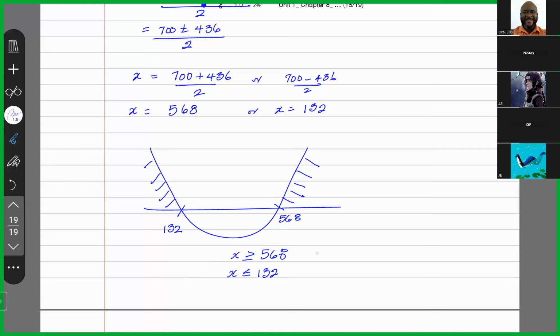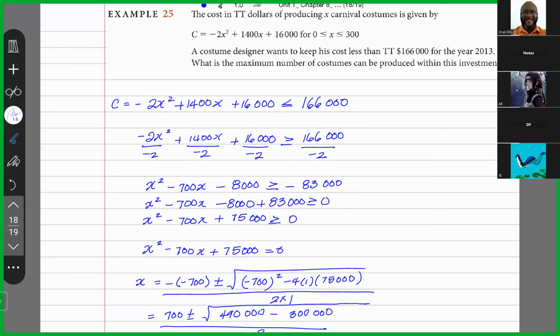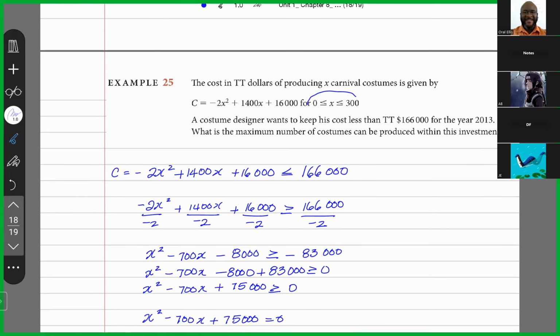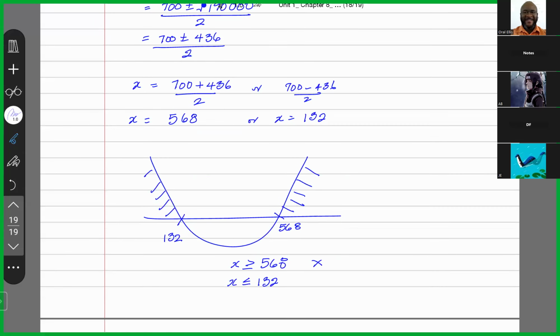Now, this answer must be rejected. And the basic reason for that is because we were told in the question that x must be less than or equal to 300. So x greater than 568 would be rejected. And so looking at this, the maximum number of costumes, which is x max, would be equal to 132. The maximum number of costumes is 132.